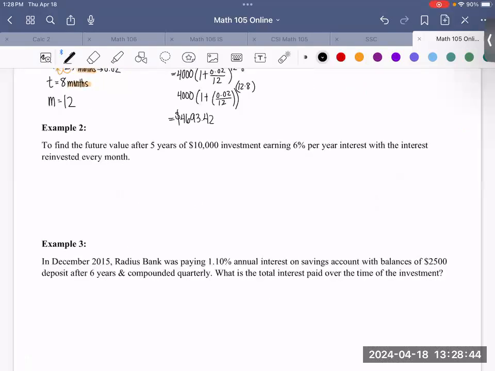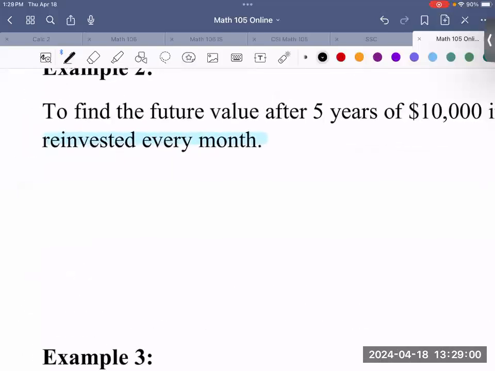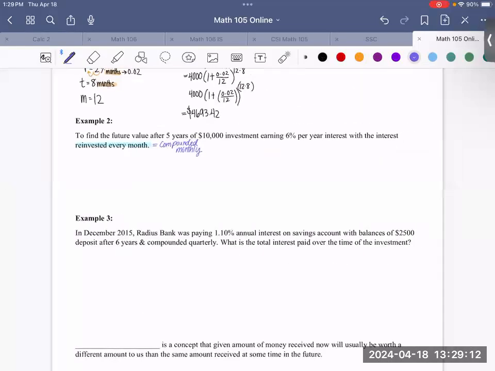All right, let's try it again with example 2. To find the future value of 5 years on a $10,000 investment earning 6% per year with interest reinvested every month. Reinvested every month is a very fancy way to say compounded monthly. So if they don't say the word specifically compounded, instead if they use something that says reinvested, that's just another way to say compounding.